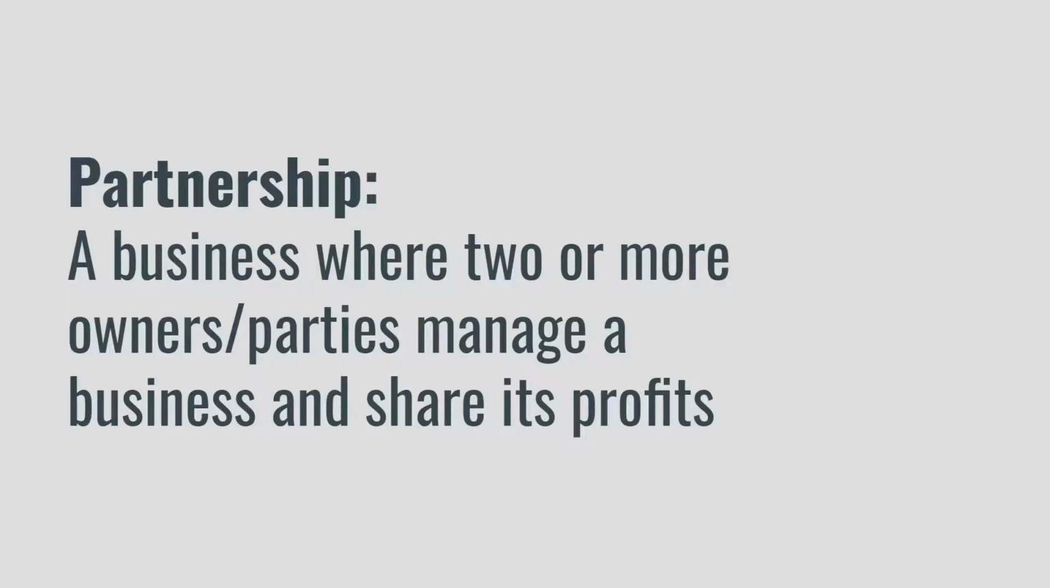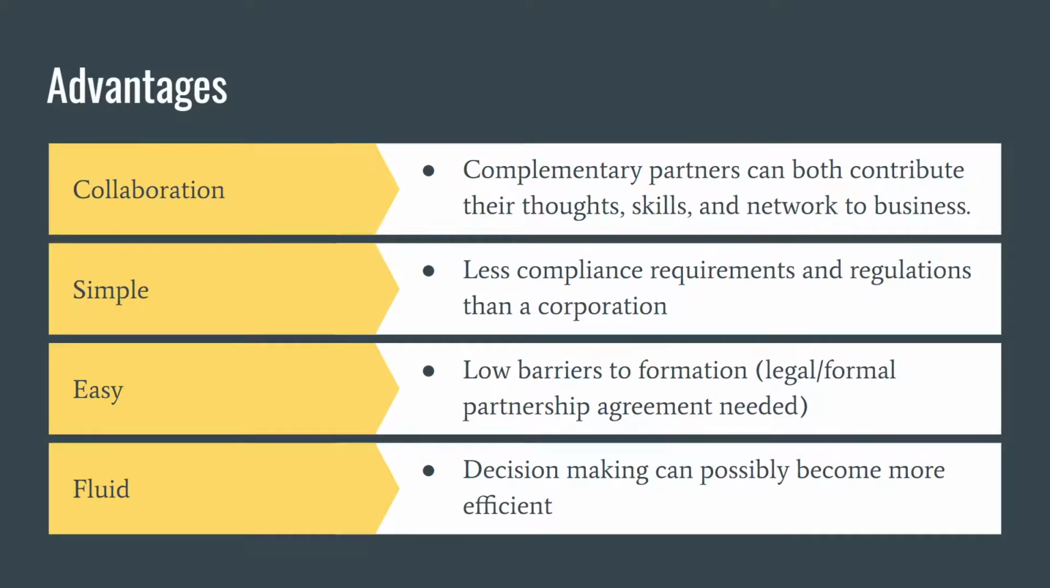Another form of ownership is partnership, a business where two or more owners manage a business and share its profits. Some advantages of partnerships are the collaborative nature, meaning that partners get to contribute their thoughts, skills, and network to the business, which can help make it more efficient. Unlike corporations, it's still quite simple as there are fewer compliance requirements and regulations. It is also easy: it is not hard to actually form a partnership, as the only thing you need is a partner agreement. And finally, it is fluid, as you can easily make decisions since there's not a bunch of people in the company that you have to deal with.